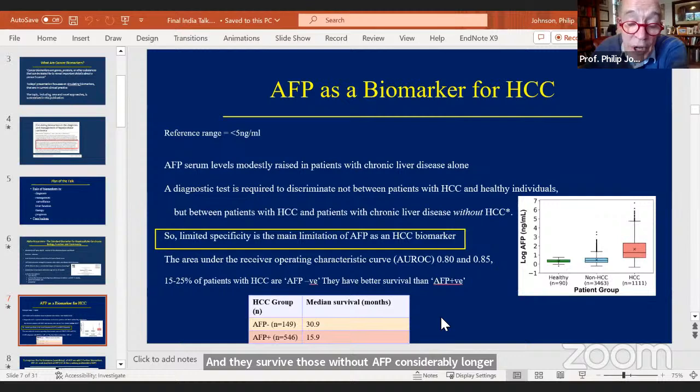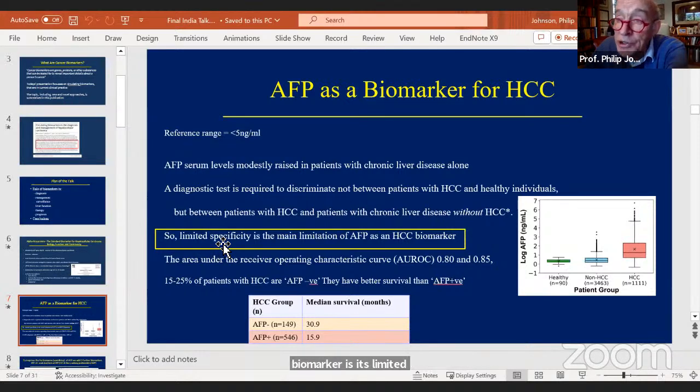And you can see in this diagram, the median survival is nearly 2.5 years in AFP negative patients and 16 months in AFP positive patients. So the main limitation of using AFP as an HCC biomarker is its limited specificity. And the next slides show how we can overcome some of this limited specificity.